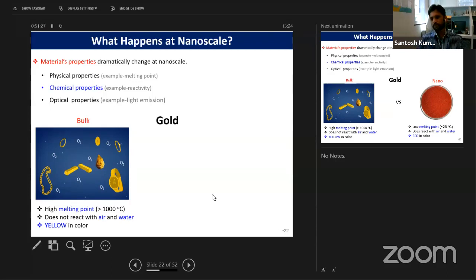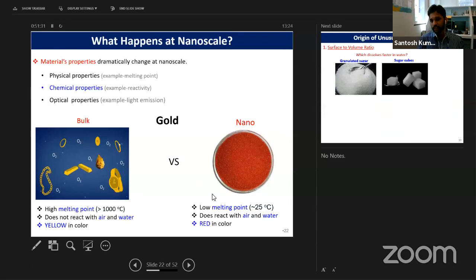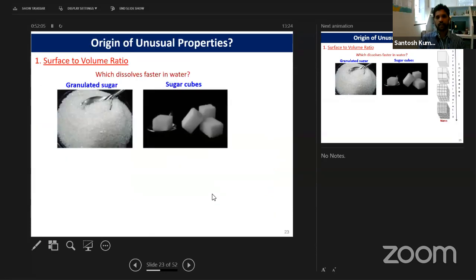But look at this picture. This is also gold. These are gold nanoparticles. But why does it look red? Gold we know is yellow, but this looks red. And it melts even at room temperature in some cases, and does react with the air and with the water. It can even split the water and produce hydrogen, which can be used as a transport fuel in industry. And the color, as I said, is red.